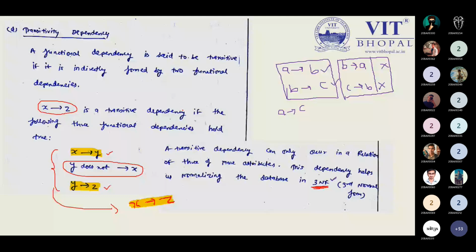So transitive dependency can only occur in a relation of three or more attributes. These dependencies help us normalize the database into third normal form, and the application of transitive dependencies is in third normal form. That is the point. So first, let me know right now, is it clear to all before moving to the example?